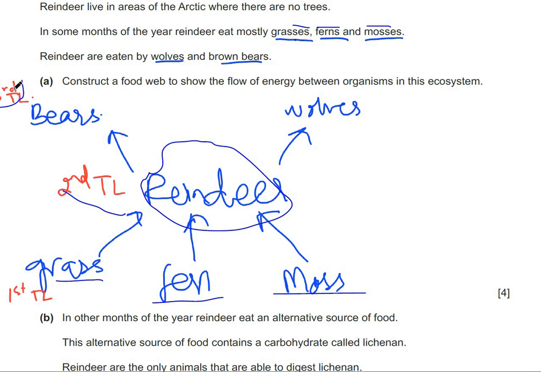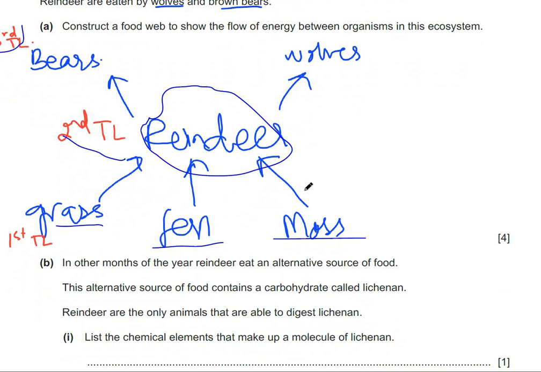Alright, so you don't need to write down or label the trophic levels. I just added these labels to explain and to revise the concept of trophic levels and food webs. You just had to draw the food web like this and make sure to use two-thirds of the space provided in the question. Alright.